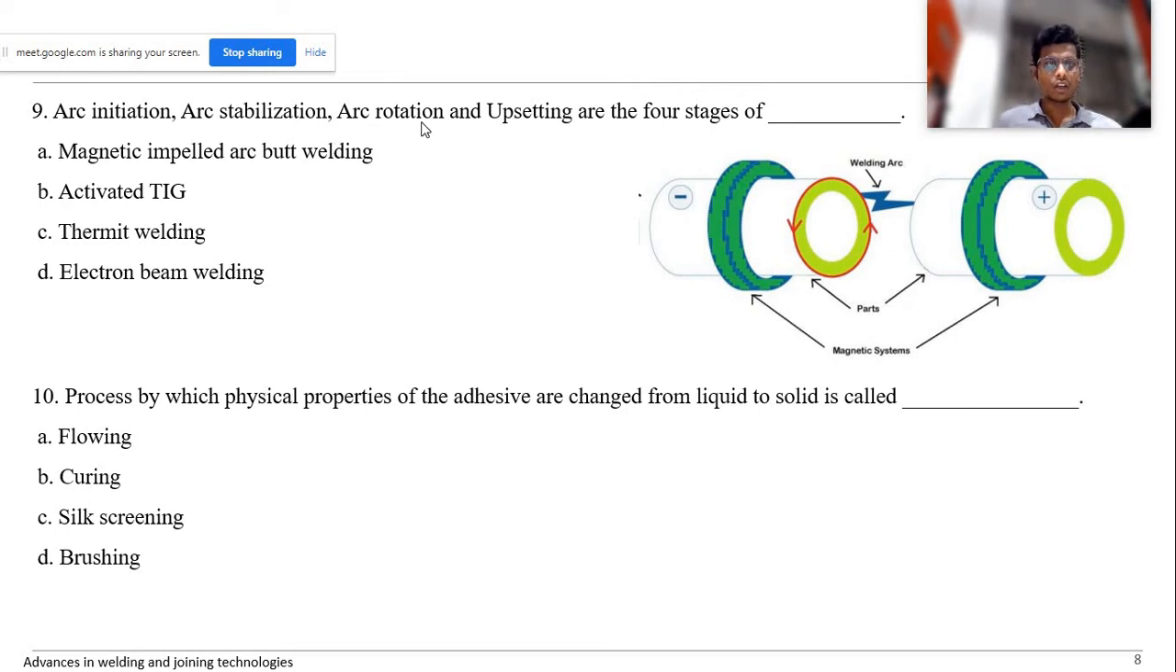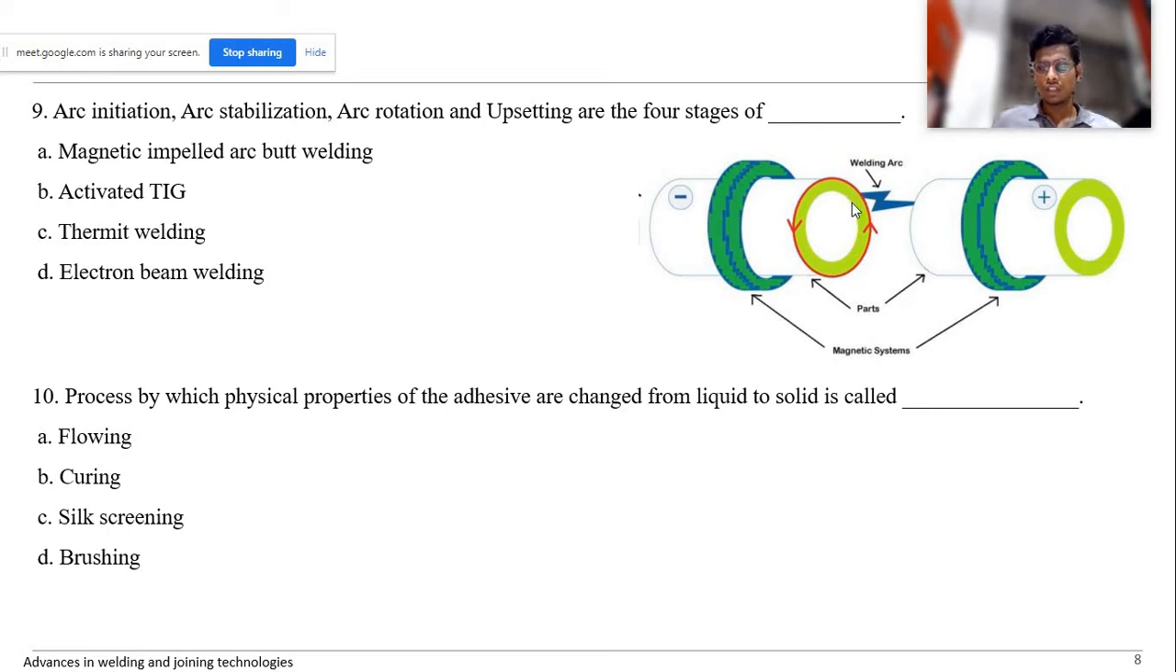Arc initiation, arc stabilization, arc rotation, and upsetting are the 4 stages of magnetic impelled arc welding. This is explained better in the first module in the first week. There will be two pipes, and generally it is used for pipe welding. When there is a potential difference, the arc is generated, and with the help of a magnetic system it rotates and gets stabilized. First arc initiation happens, then the arc stabilizes, it is rotated with the magnetic system, and finally pressure is applied. That upsetting is done to join the metal.